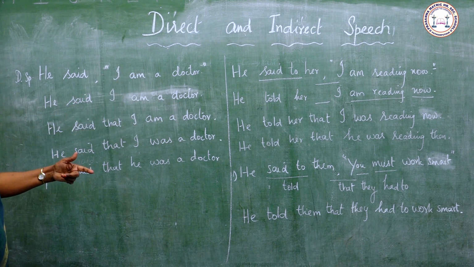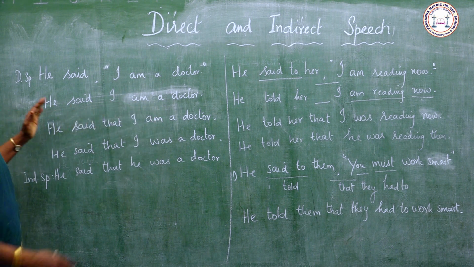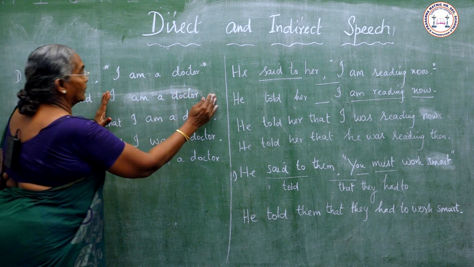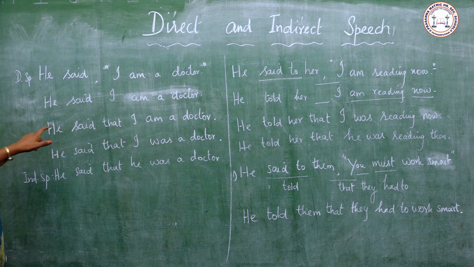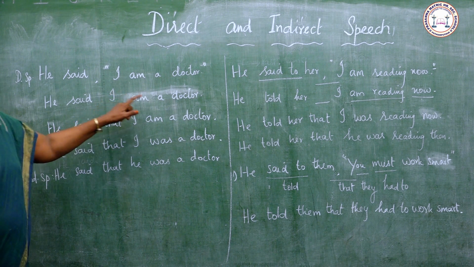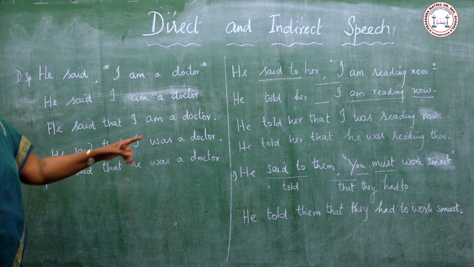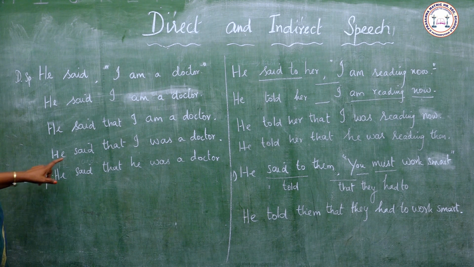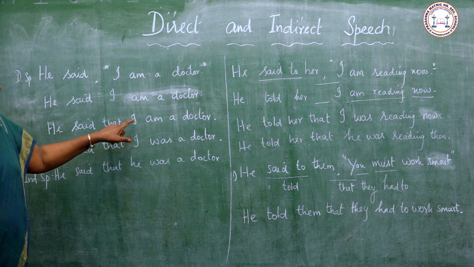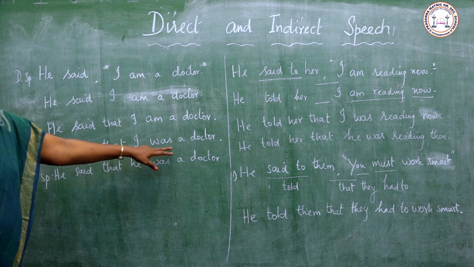The next step we have to follow is that he said that. We have to add the conjunction between these two. Here this is one part, this is another part. We have to connect both the sentences. Add that. He said that I am a doctor. Then what is the next step? We have to change the verb. Present tense will be changed into past tense. He said that I was a doctor.